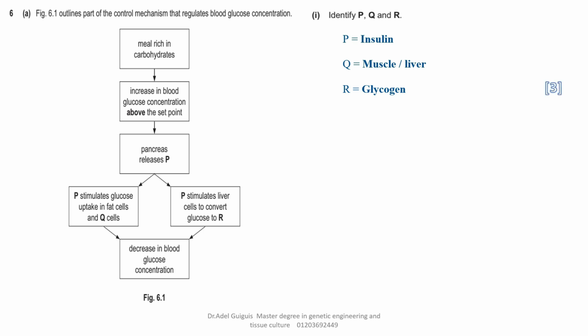Now letter double I. State the type of homeostatic control mechanism operating in figure 6.1. Here, blood glucose level increases after having a meal, then decreases after the action of insulin hormone, and returns back to the set point. This is called negative feedback mechanism. Most of our control systems done by hormones in our body are done by negative feedback mechanism.